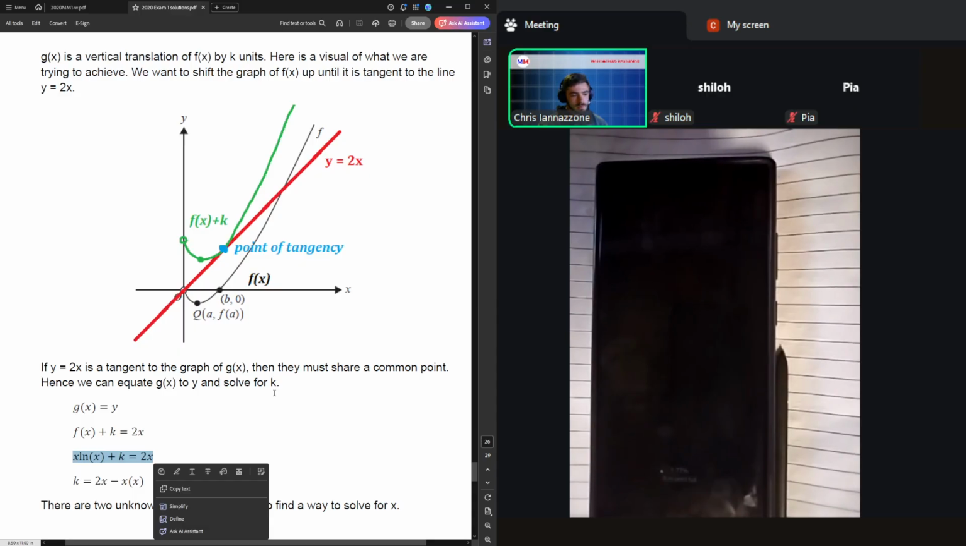Which is cool. We've got something for k that can force us to pick a value of k that will intersect for any value of x. But we don't want it to just intersect. We want the gradients to be the same at that point as well. So now we just have to figure out how to make the gradients the same on the functions.